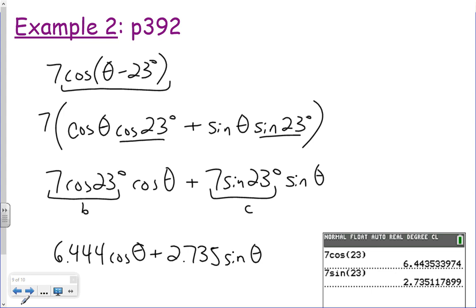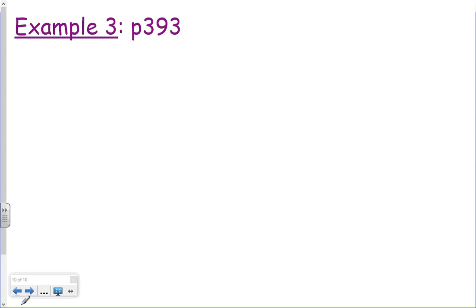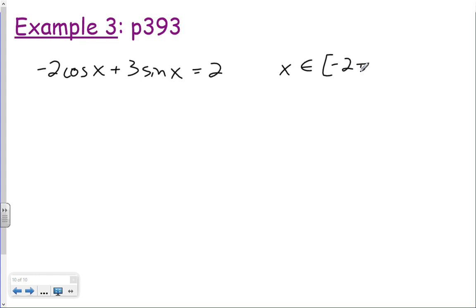All right, let's take a look at one last example. Example 3 there on the next page, 393. It says solve the equation. We've got a -2 cosine of x plus 3 sine of x is equal to 2. And we're working on the domain from -2 pi to +2 pi.